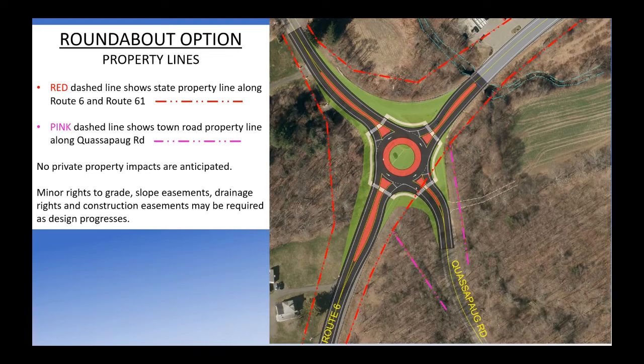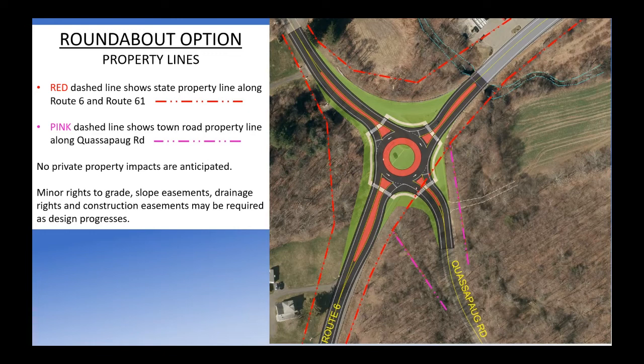Yep, so I've pulled up the slide here that shows the state property lines. Those are the red lines, and then the pink property lines, those are the town property lines. As you can see, the green area would be the extent of any disturbed area, and it fits quite easily within the state property and the town property lines.